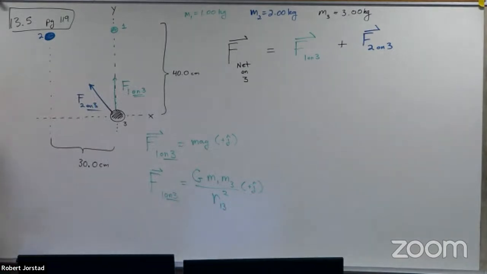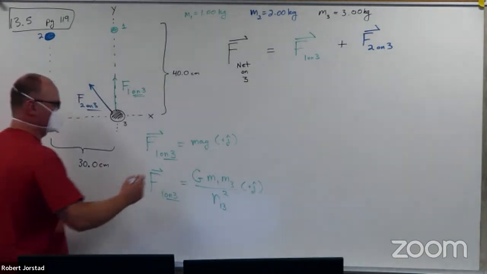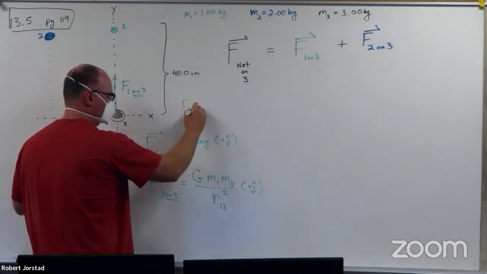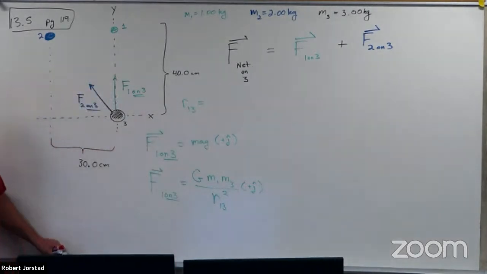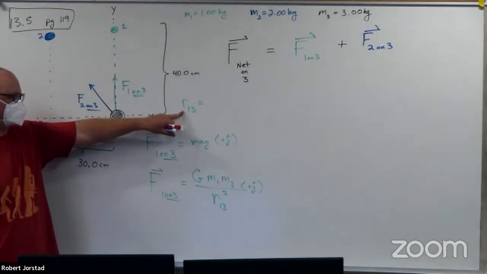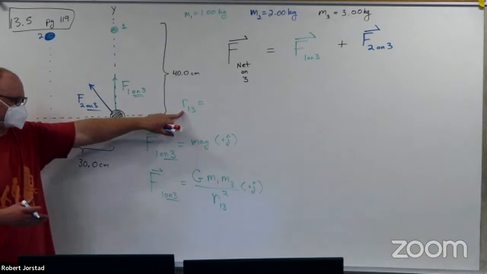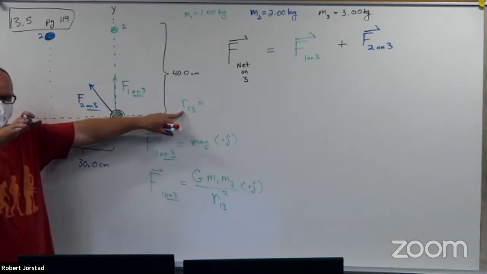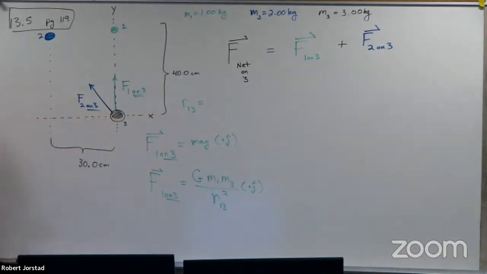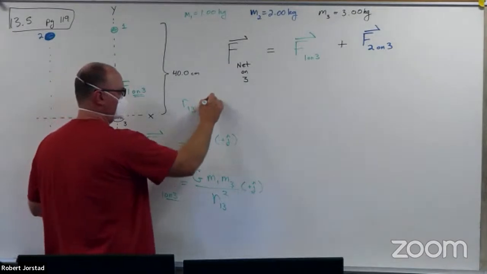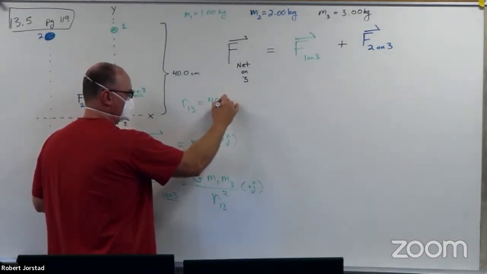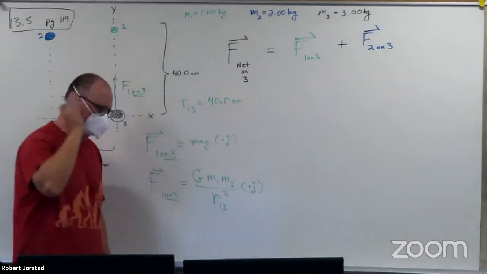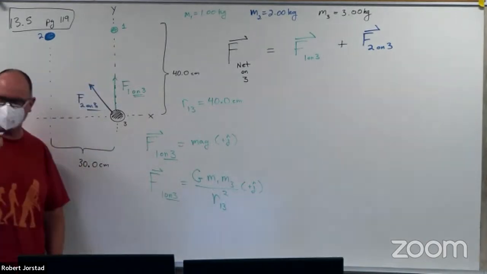Okay, help me out. What is R13 in this problem? What does that mean? What does R13 mean? Distance from 1 to 3. What is that? 40 what? What's that? Yes, you got it.